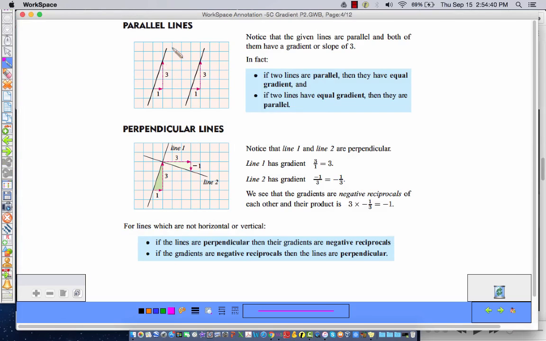So we could see that if two lines are parallel, then they have equal gradient, the same slope, and the other way around, if two lines have equal gradient, then they're parallel. And if lines are perpendicular, and remember, perpendicular means the lines form a 90-degree angle or a right angle, then their gradients are negative reciprocals. Line 1 has gradient 3 over 1, so for line 2, since it's perpendicular, I flip the 1 and the 3, and I get 1/3, and then I change the sign. So we say they're negative reciprocals of one another.